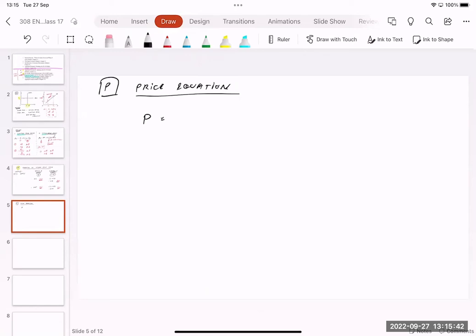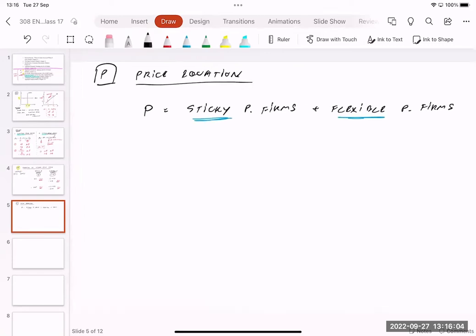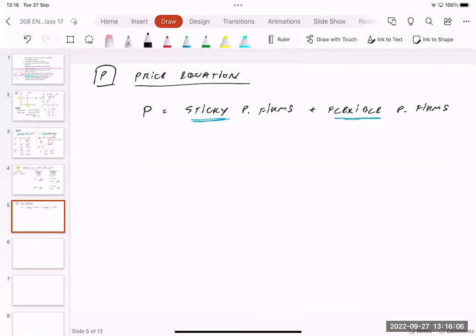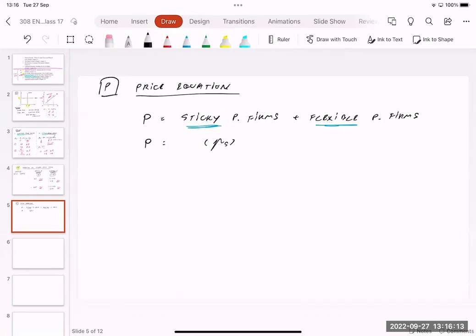As I told you before, in the economy we're going to have two types of firms. The first one is sticky price firms, and the second one is flexible price firms. Each firm can set their own price. Sticky price firms are going to have small PS, and flexible price firms are going to have small PF.